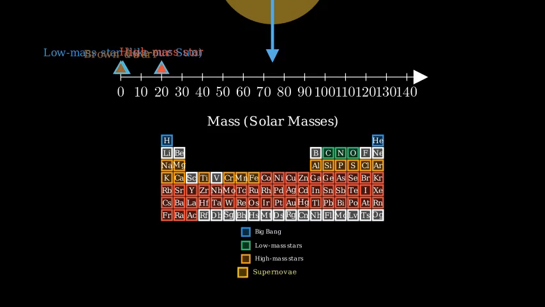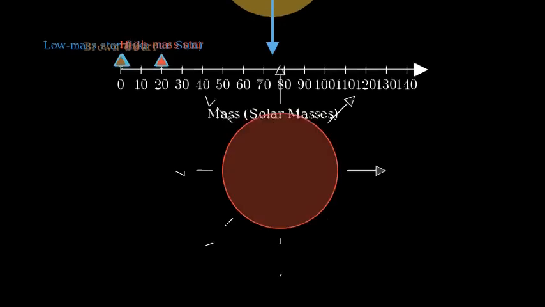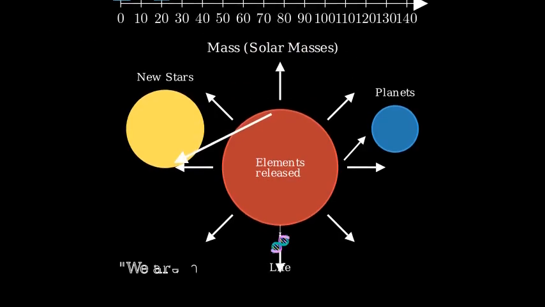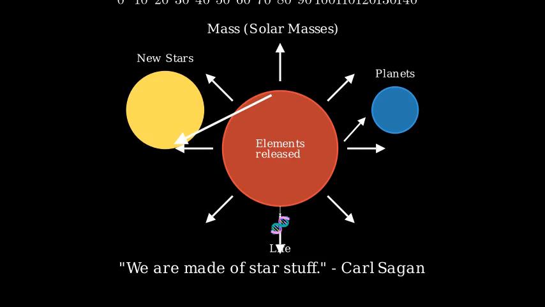The extreme conditions during a supernova explosion can forge elements heavier than iron, including gold, silver, uranium, and many other heavy elements. When stars eject material, either through planetary nebulae or supernovae, these elements are released into space, eventually becoming part of new stars, planets, and even living organisms like us. This is what Carl Sagan meant when he said, "We are made of star stuff."